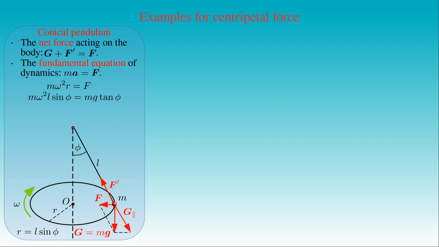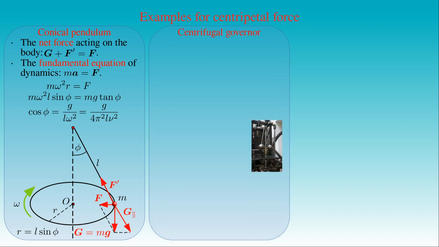If phi is not equal to 0, we can express cosine phi as the ratio of the magnitude of the gravitational acceleration g to the length L times the square of the angular velocity omega, or as the magnitude of the gravitational acceleration g divided by 4 pi squared times the length L times the square of the frequency nu. This formula shows that we can widen the opening angle of the conical surface swept out by the string, if we increase the angular velocity or the frequency of the circular motion of the body suspended from the string. The operation of a centrifugal or flyball governor is based on this effect.